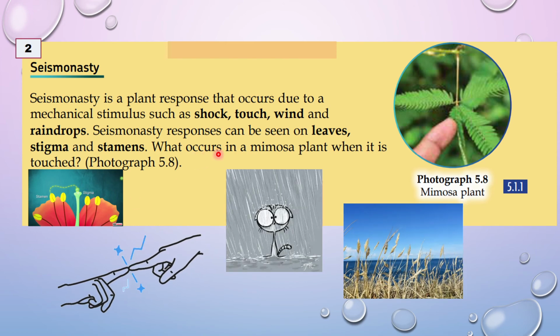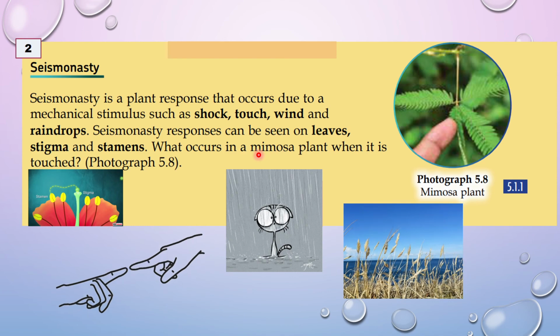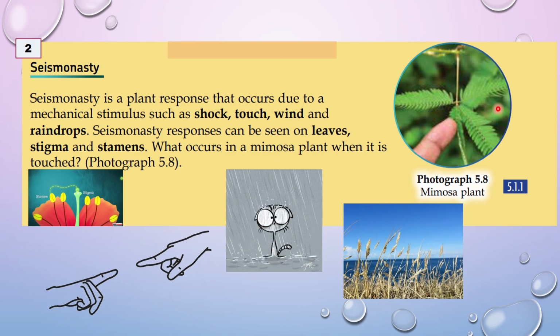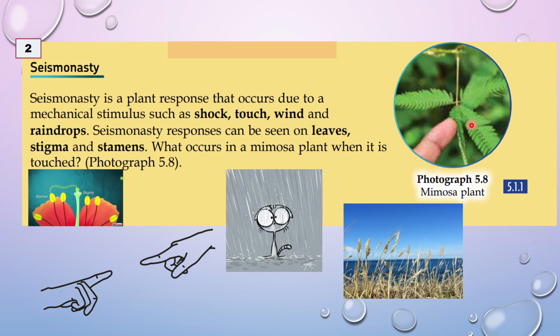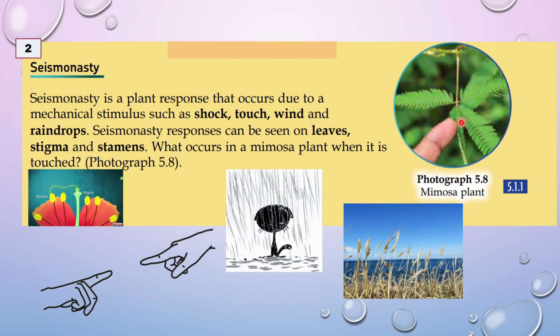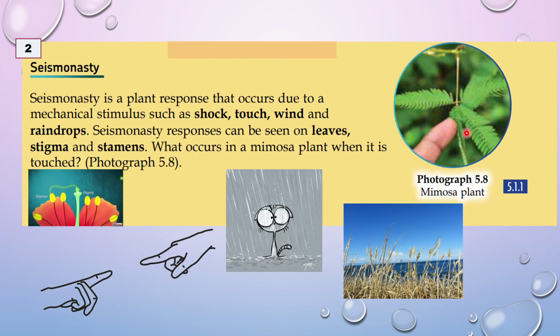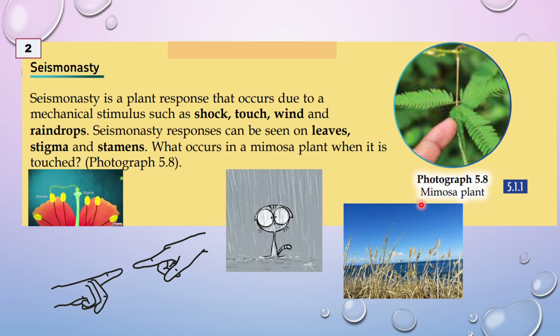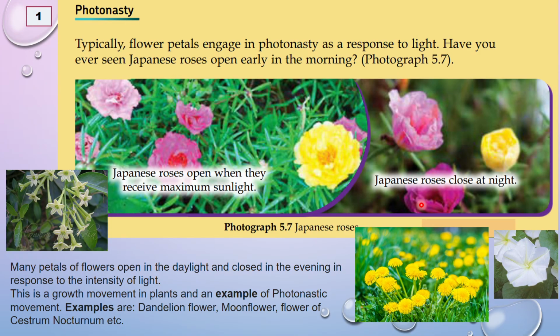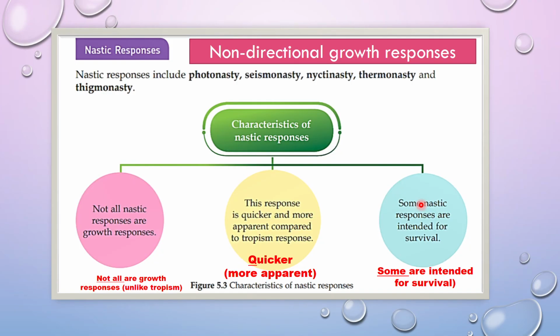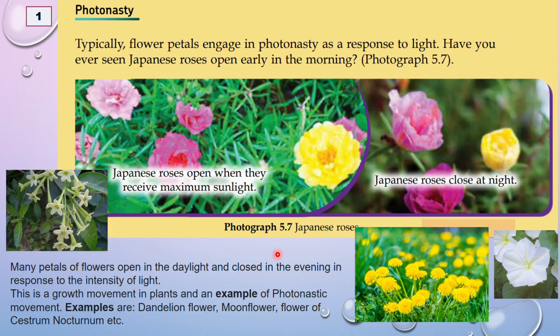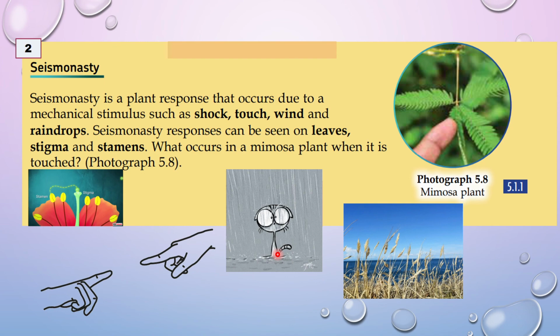So there's a question over here. What happens if you touch the mimosa plant? This is the mimosa plant, or pokok semalu. When you touch it, immediately you can see that the leaves are closing. So that's what we meant when we say the second point over here, that the response is quick and it is more apparent. That's seismonasty.